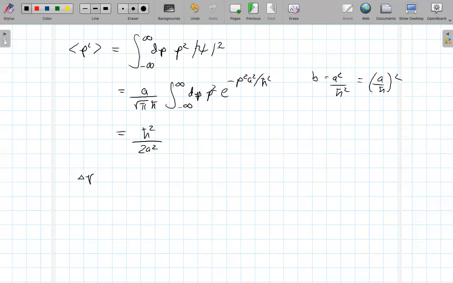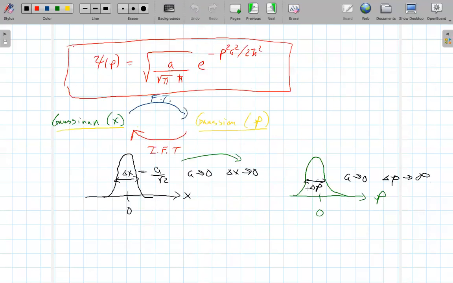Which means the uncertainty in the momentum is going to be equal to the square root of this guy. So h bar squared divided by 2a squared, which is then equal to what? H bar divided by the square root of 2 times a. So again, going back to what we wrote down before, what we expected should happen is, as a goes to 0, delta p should go to infinity, which it does because it goes as 1 over a. So delta p is equal to h bar divided by the square root of 2 times a. Again, the width here is also controlled by a, but it's controlled inversely to delta x.